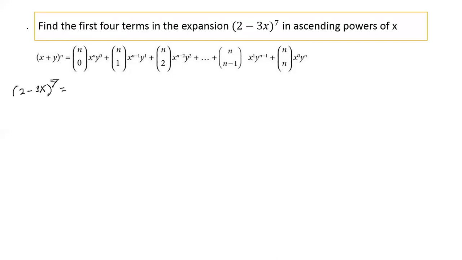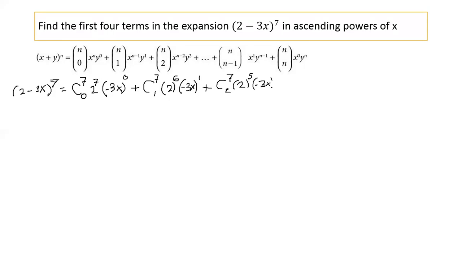2 minus 3x to the power 7. According to this rule, it becomes combination 7, 0, times 2 to the power 7 and negative 3x to the power 0, plus combination 7, 1, times 2 to the power 6, negative 3x to the power 1, plus combination 7, 2, times 2 to the power 5 and negative 3x to the power 2.